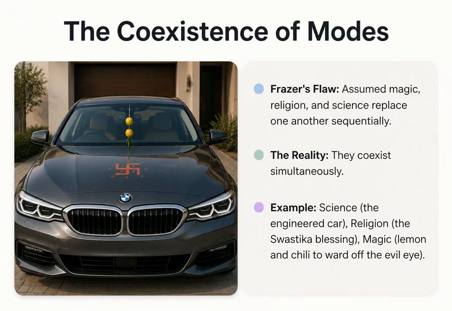The most substantive theoretical criticism of Frazer is his assumption that magic, religion, and science are sequential stages that replace one another. Empirical observation shows they actually coexist simultaneously. Take a modern Indian family buying a new luxury car. The car itself is a product of advanced science and engineering. On the bonnet, they draw a swastika, a religious symbol invoking divine blessing, and from the rearview mirror, they hang a lemon and chili string to ward off the evil eye, a clear practice of contagious magic. Science, religion, and magic are all present and active in the exact same event.